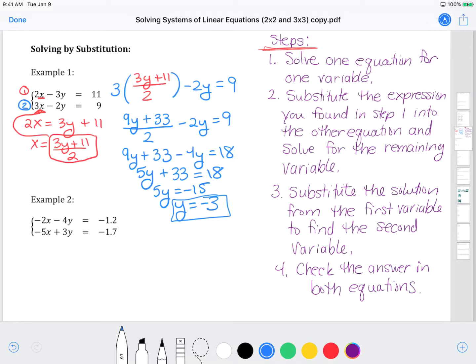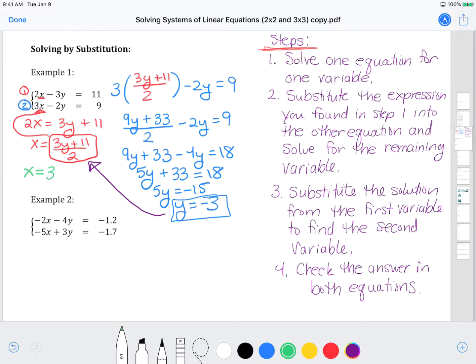Now you can plug it back in anywhere you want to find x. But I can tell you from experience that it's easiest to plug it back in here from where you originally solved for x. That's the easiest way to do it, but you can plug it in anywhere. So I'm going to take negative 3 and plug it in for y.